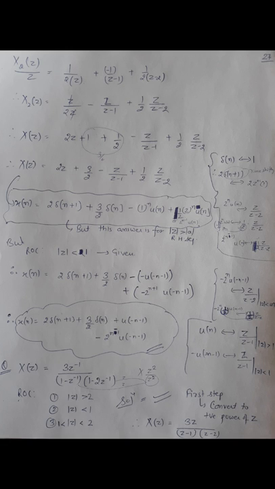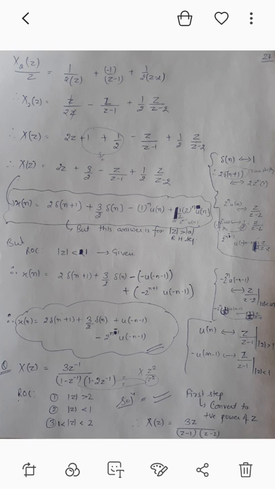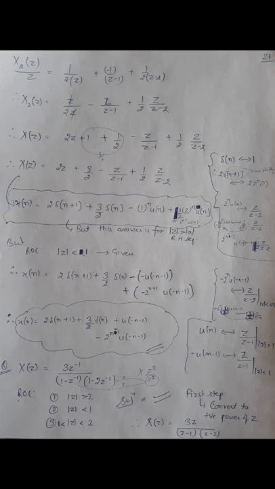Now if I go for x(n), the inverse z transform, it will be: I know that delta of n has z transform 1; if I apply the time shift property, delta of n plus 1 will give me z to the power 1, so multiplying by 2, it will give 2z. So 2 delta of n plus 1, plus 3 by 2 delta of n, minus u of n, plus 1 by 2 into 2 raised to power n u of n. This 1 by 2 can be solved, and it will become 2 raised to power n minus 1.